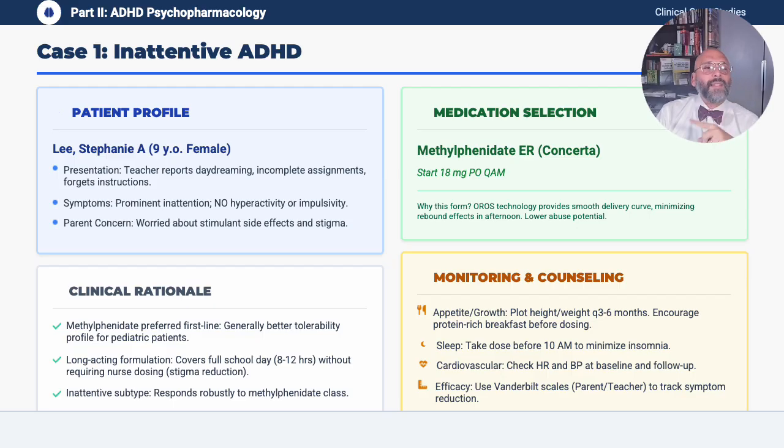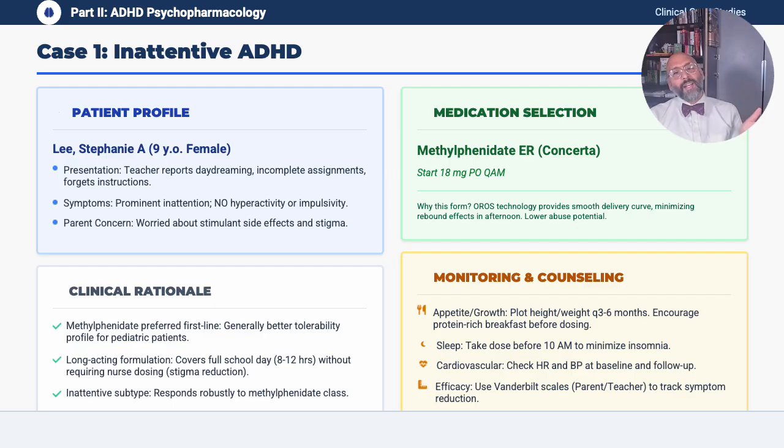The parental context is also very important because this parent is worried about stimulant side effects, stigma, and the idea of their child being medicated at school. So that tells us something critical. Medication choice here is as much about trust and counseling as it is about pharmacology.